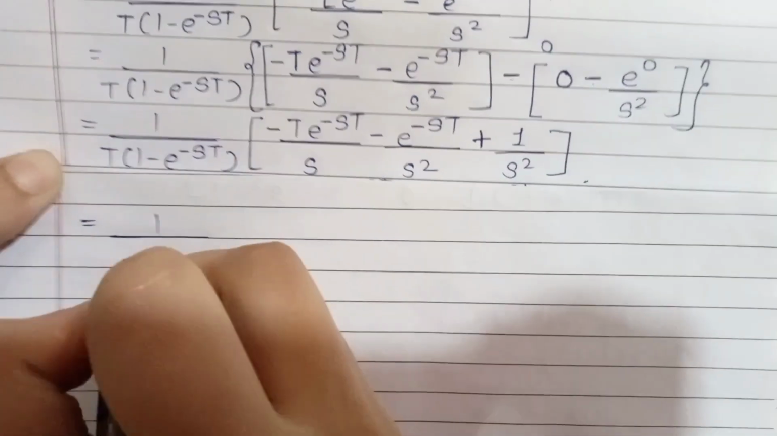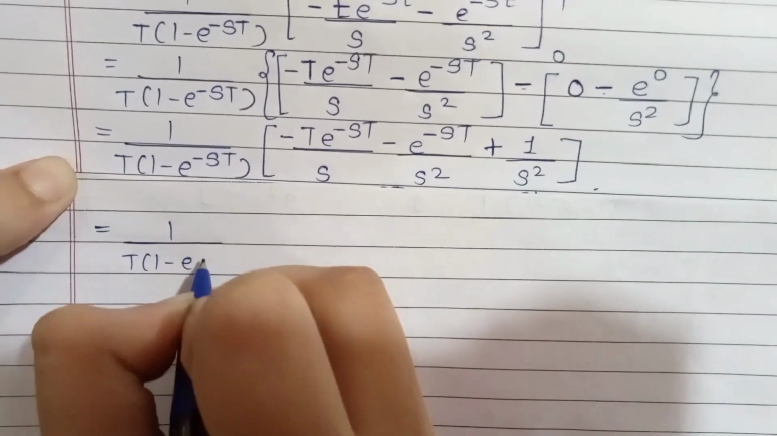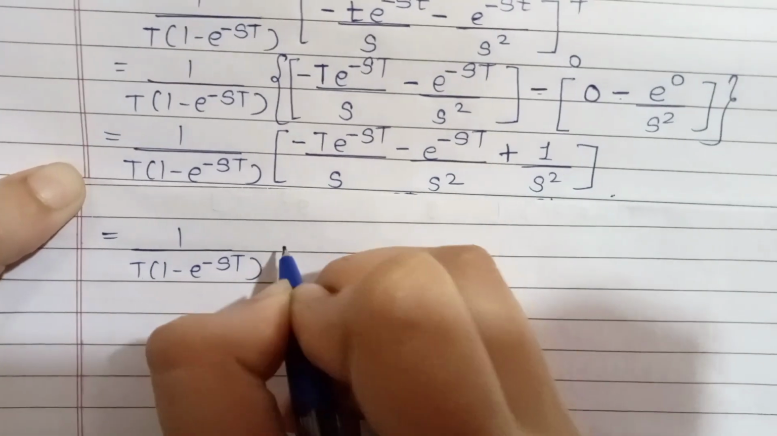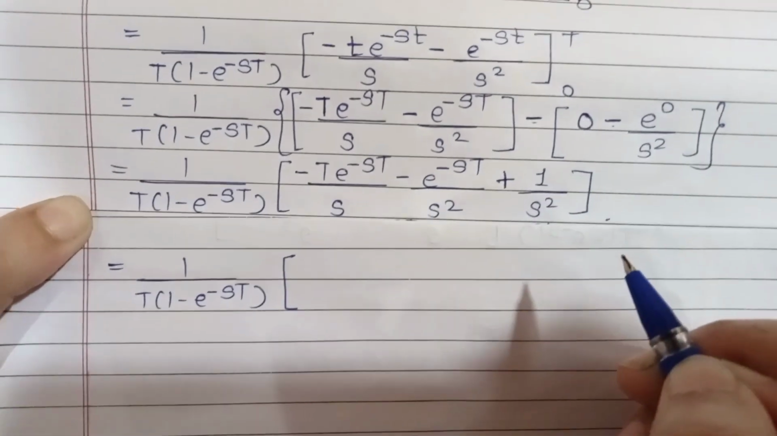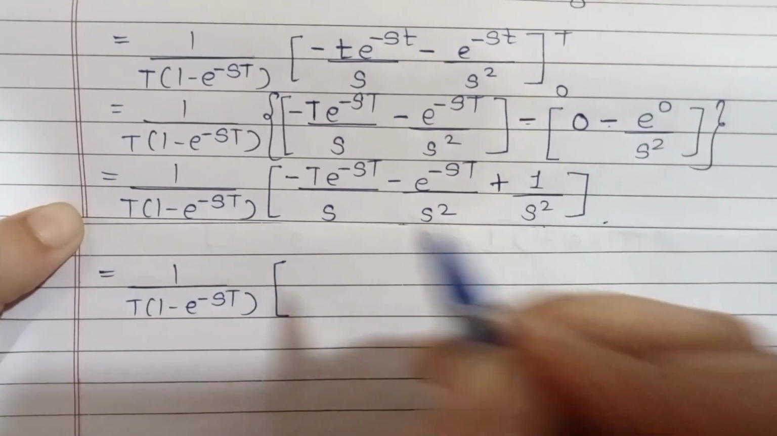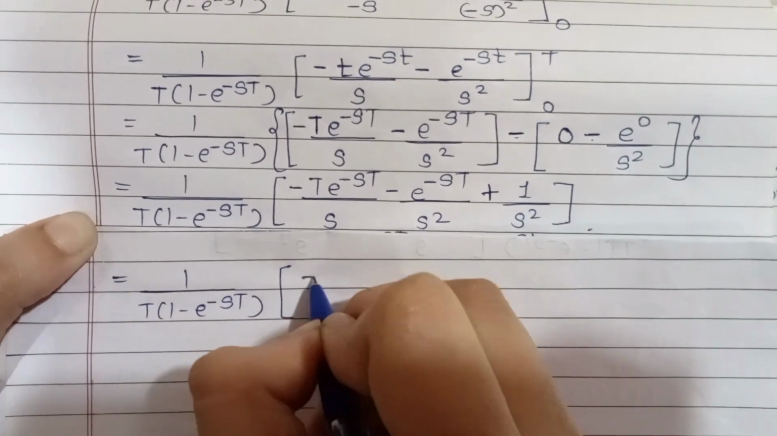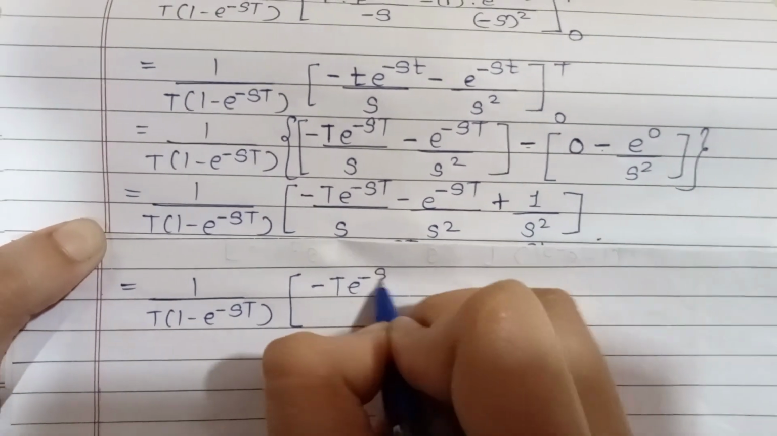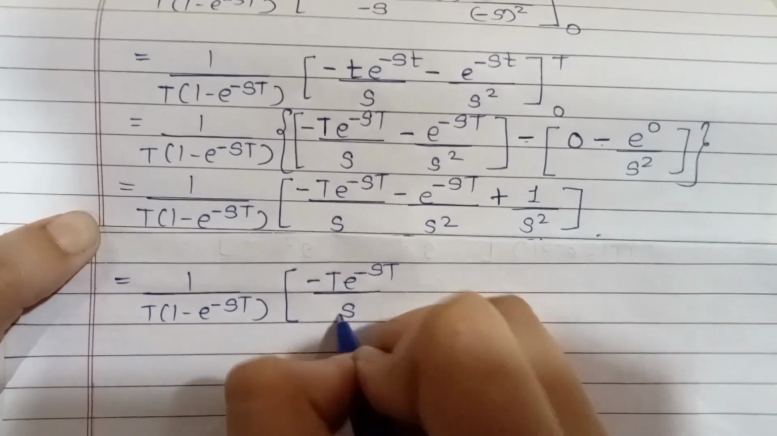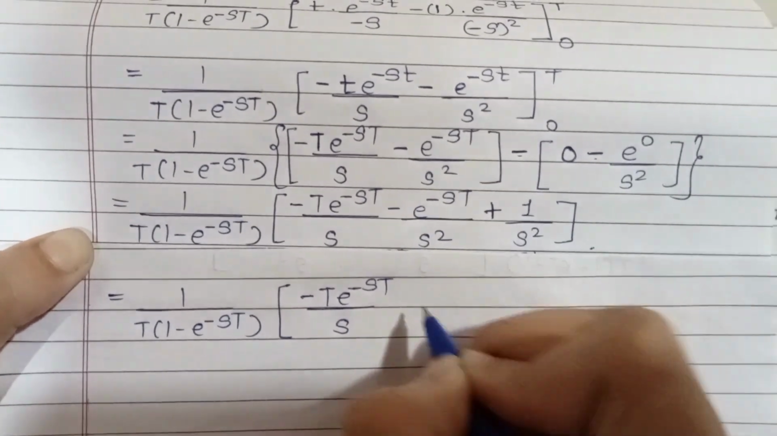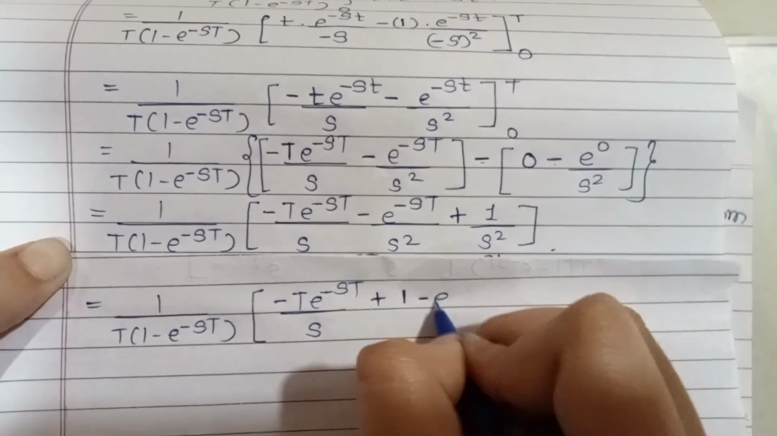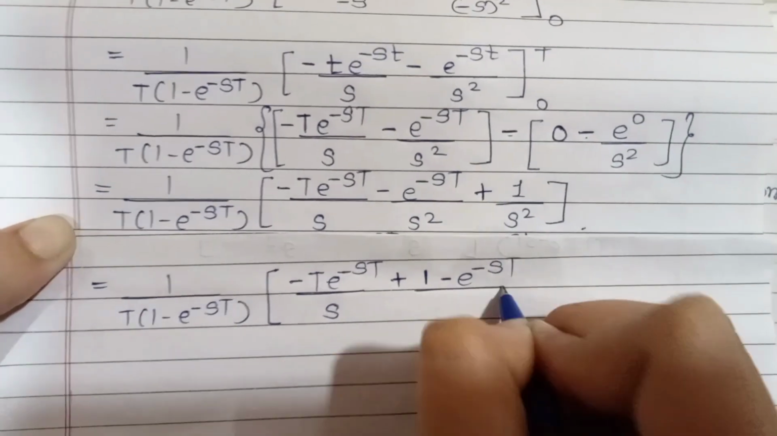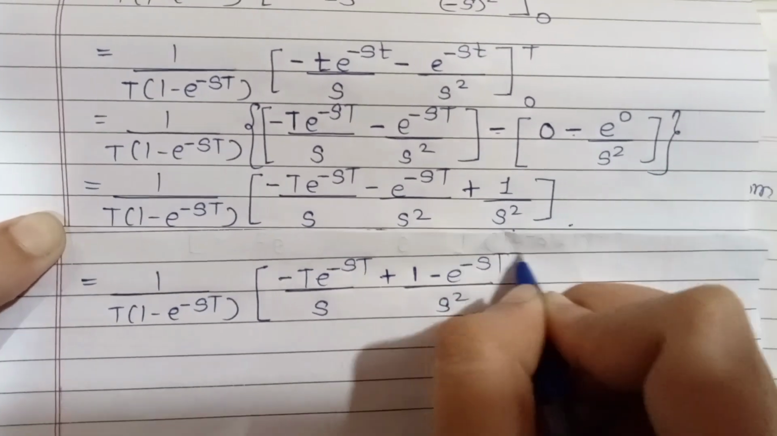Now we'll keep this as it is, 1 minus e raised to minus s capital T in bracket. Here we can see that these two have the similar denominator, so we can write it only once. So we can write it as e raised to minus sT upon s. Here first we will take this part, 1 minus e raised to minus s capital T, and these two we will write once over here.